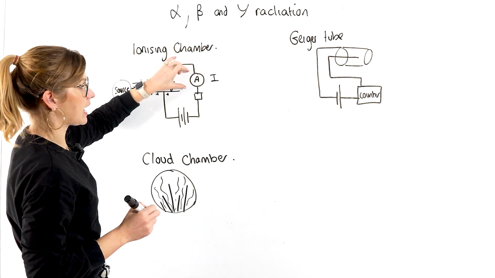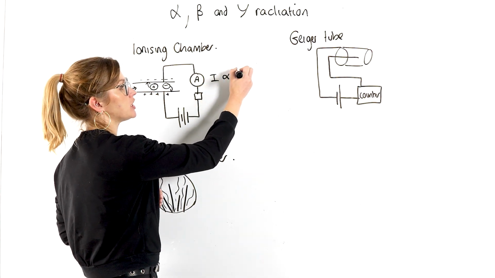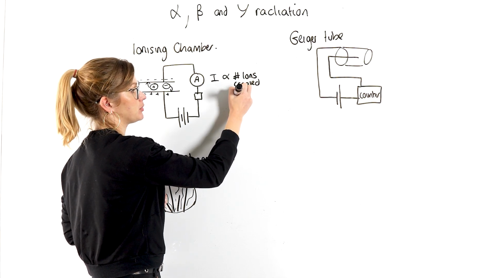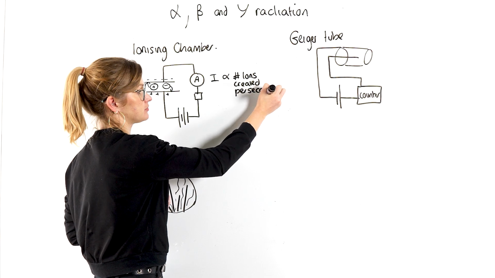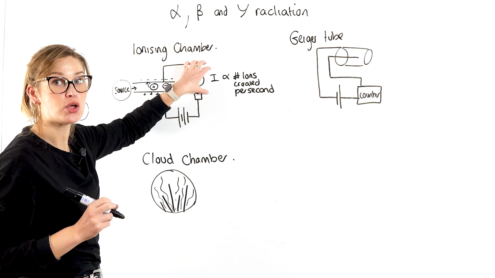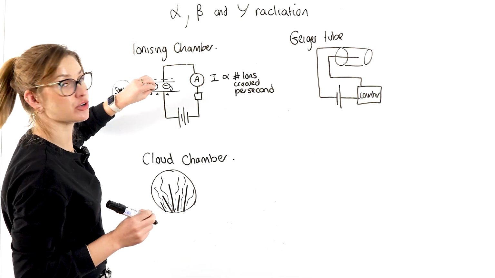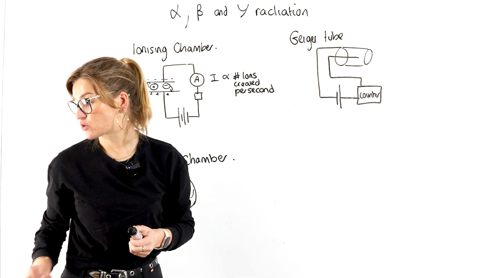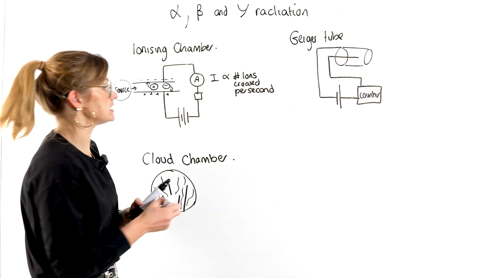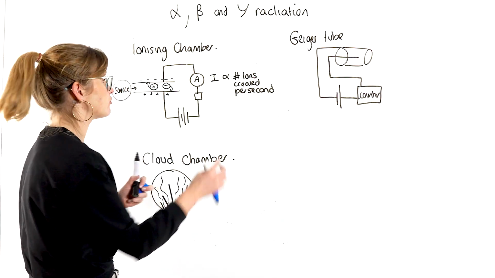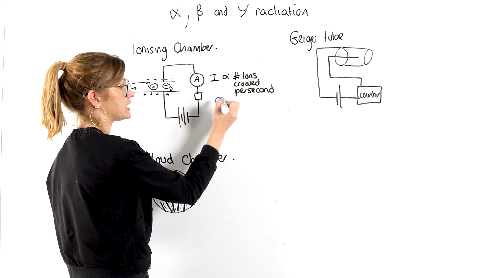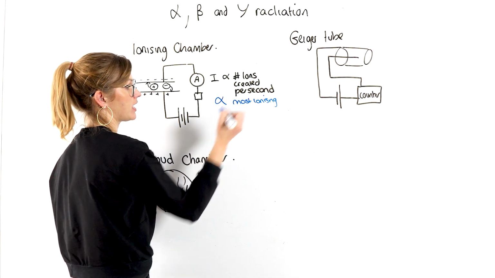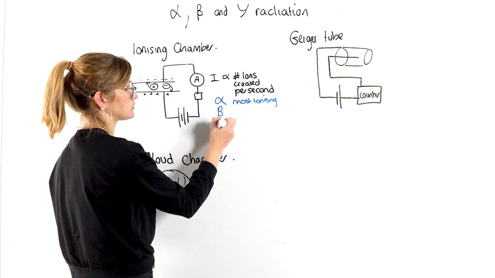The current we detect on our ammeter is going to be directly proportional to the number of ions created per second. So if we have a really high current, what that means is we're getting loads of ions created per second. The one that's going to give us the most ions per second is clearly our alpha particle. So if we get a really high current, we know it's because of our alpha radiation, because it is the most ionizing. The next is beta, and the next one is gamma.